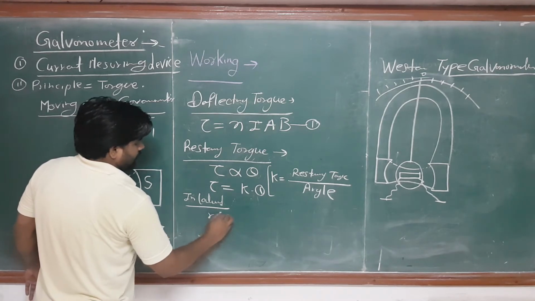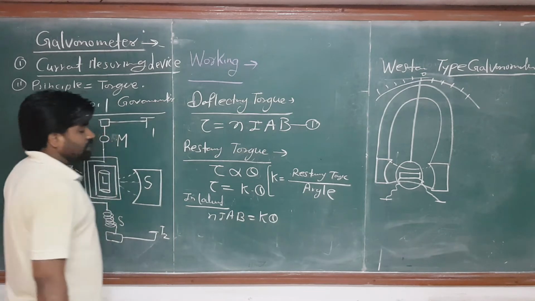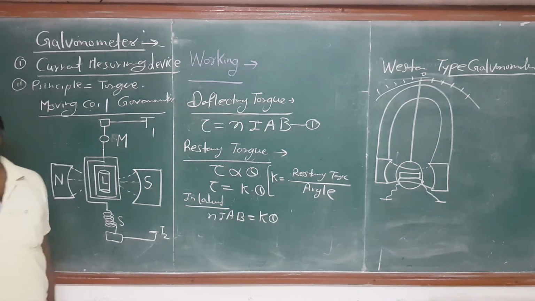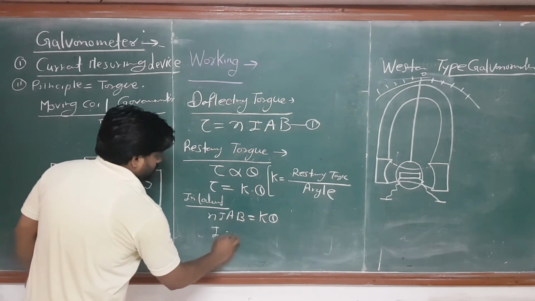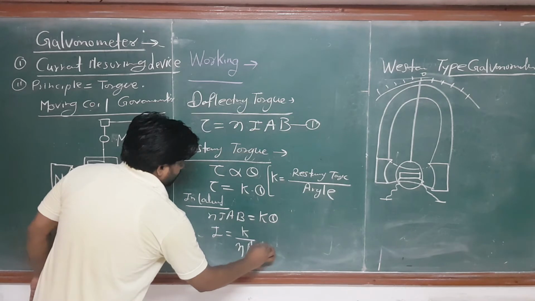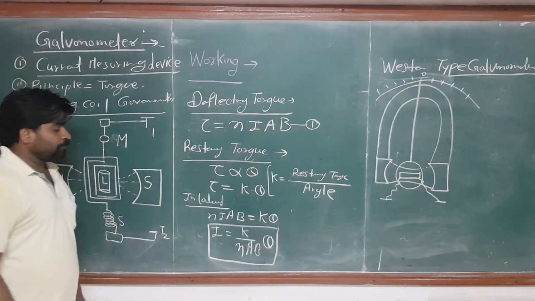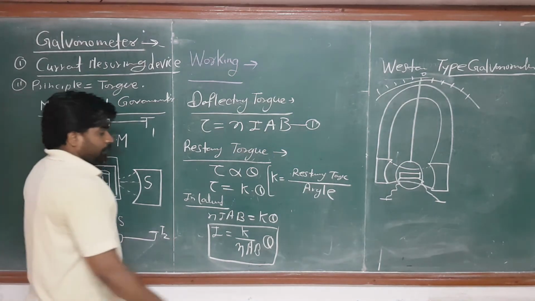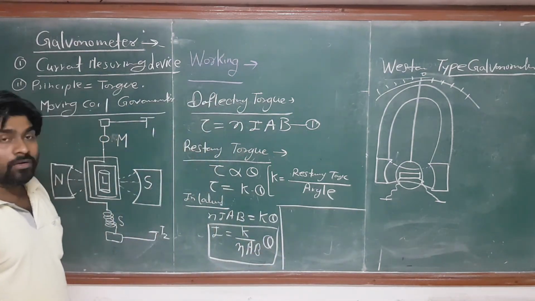This NIAB is equal to k theta, and as we know the work of the galvanometer is to measure the current, so the value of the current I am writing here: I is equal to k by NAB dot theta. This is the formula of current. Now you can see here the k is a constant.